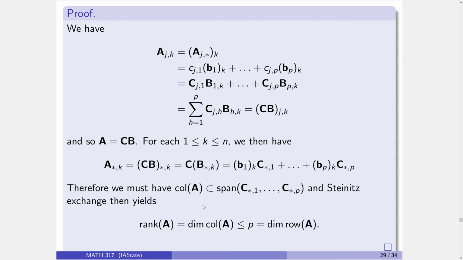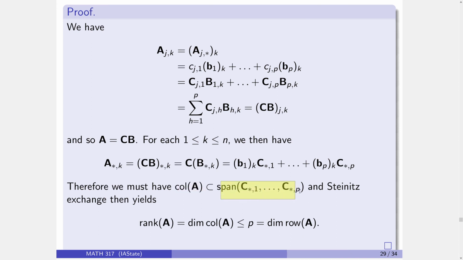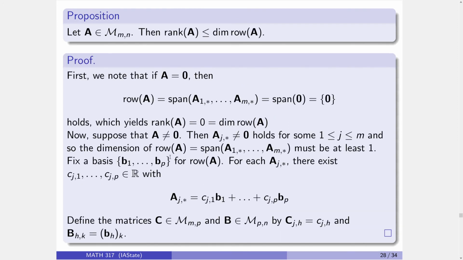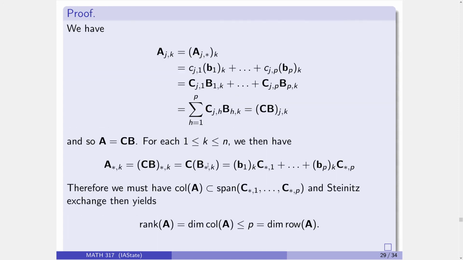So that means the column space lives in the span of these columns of C. And note, column space is contained in a set that has been spanned by P things. So Steinitz exchange guarantees that the number of linearly independent things in here cannot exceed P. So the rank of A, which is the dimension of its column space, cannot exceed P. And P came from a basis for the row space. So there we go. The rank does not exceed the dimension of the row space. Beautiful, elegant, amazing proof of this fact, right?